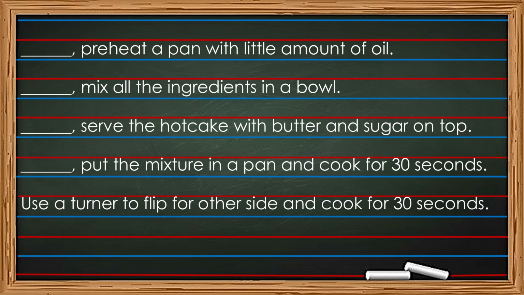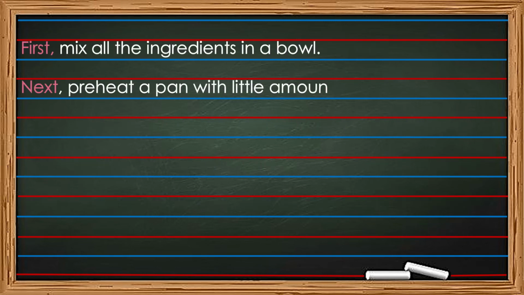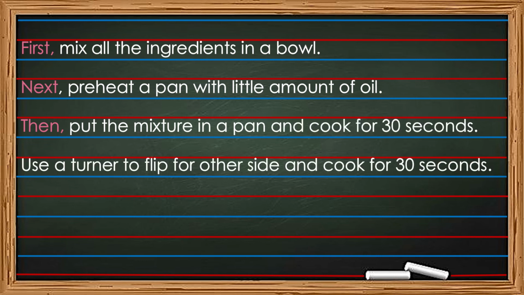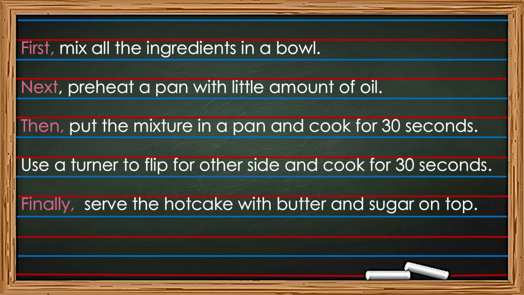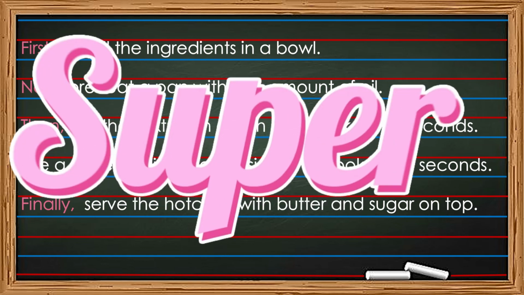Time is up. Let's reveal the correct answers. First, mix all the ingredients in a bowl. Next, preheat a pan with a little amount of oil. Then, put the mixture in a pan and cook for 30 seconds. Use a turner to flip for other side and cook for 30 seconds. Finally, serve the hot cake with butter and sugar on top.